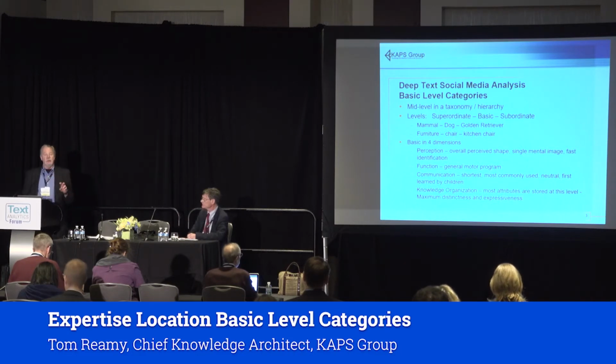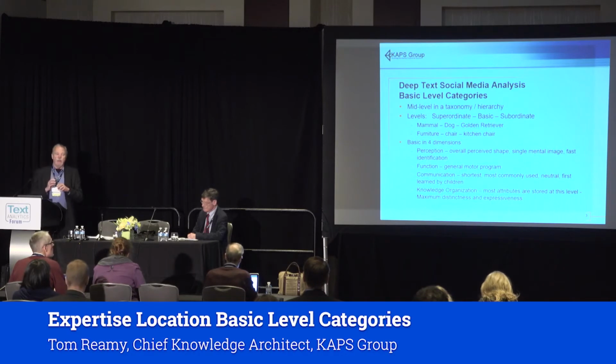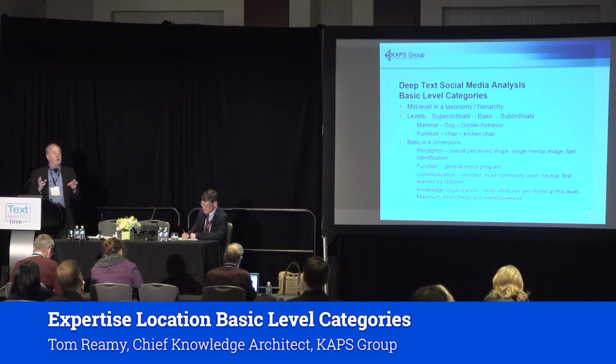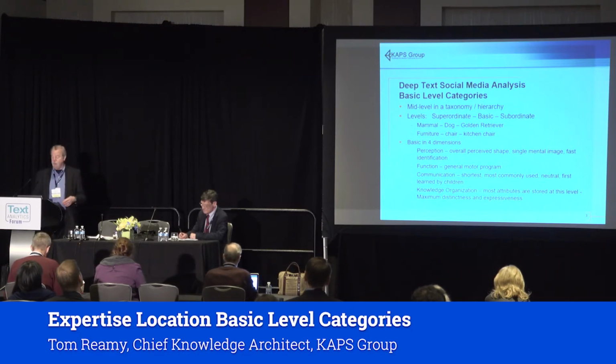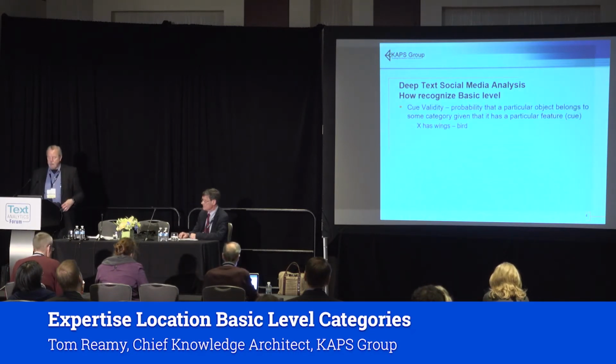For knowledge organization, what's critical is that this basic level is where most of the attributes are stored. It's also where you find the maximum balance of distinctiveness and expressiveness. Expressiveness is the number of properties associated with it, and distinctness is how easy it is to tell one from another. These are the characteristics of a basic level category that are important for text analytics and for taxonomy development.